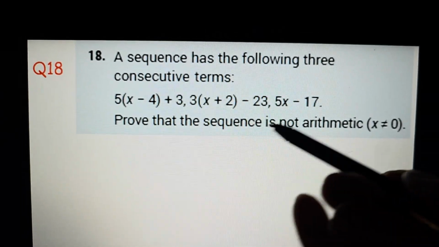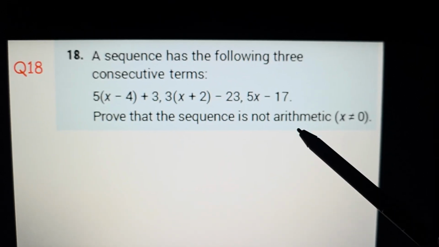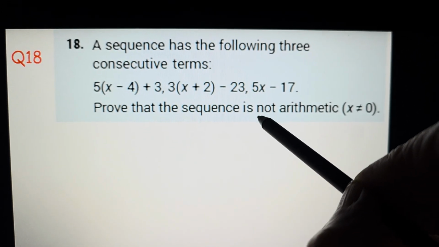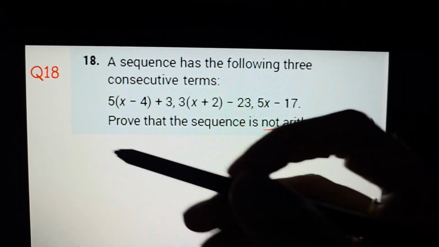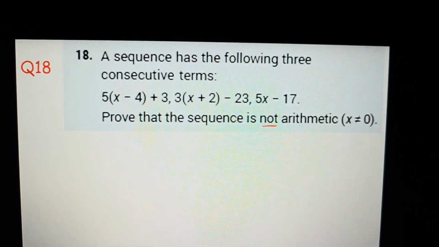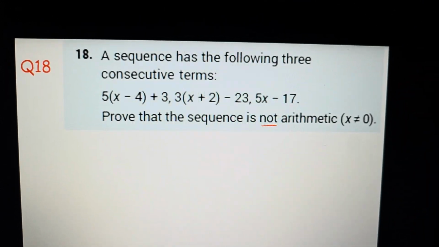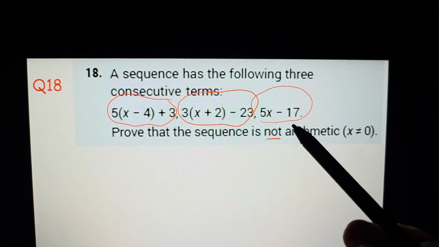Question 18, the sequence has the following three consecutive terms. Prove that the sequence is not arithmetic. So this time, if they're asking me to prove that it's not arithmetic, well then I need to get a difference between the three terms, and that difference shouldn't be the same. That will then prove it's not arithmetic. So just make sure you know which term is which. That's term 1. That's term 2, and that is term 3.